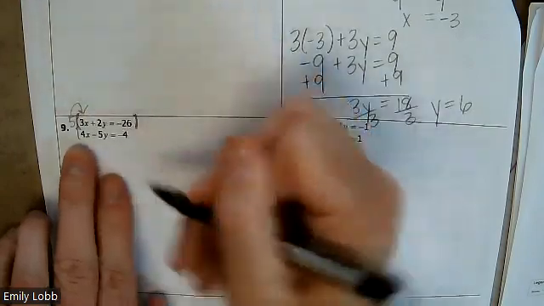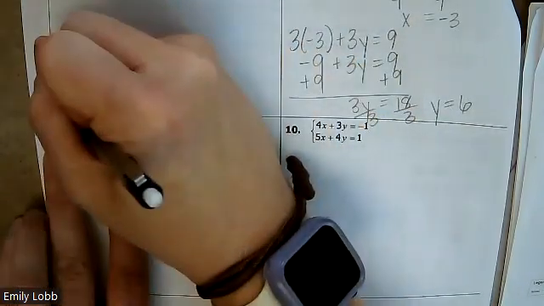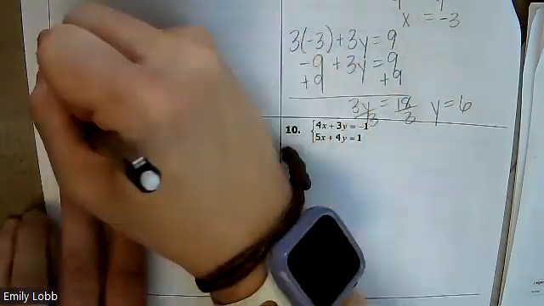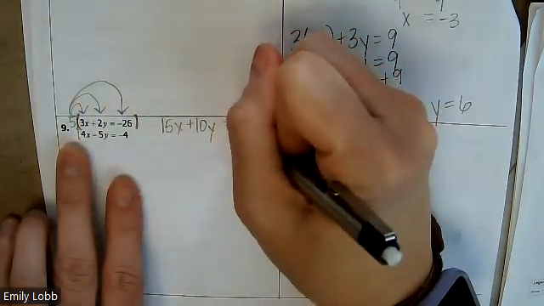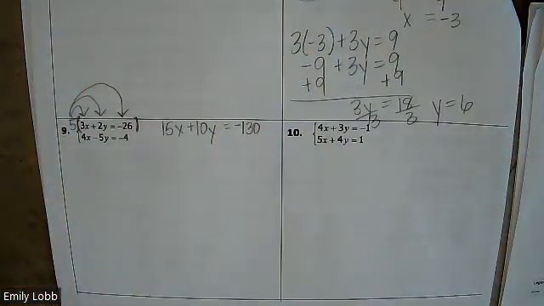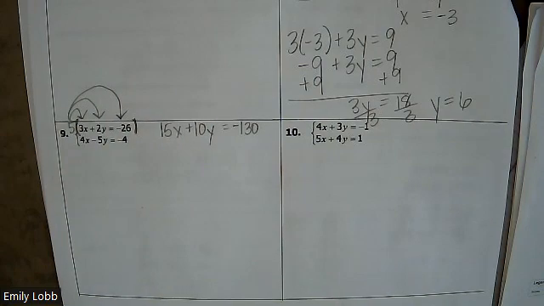Remember, you're multiplying by all 3. 5 times 3x is 15x. 5 times 2y is 10y. 5 times -26 is -130. How did I do that so fast? Half of 26 is 13. 13 times 10 is 130. That's how you do all your 5s.